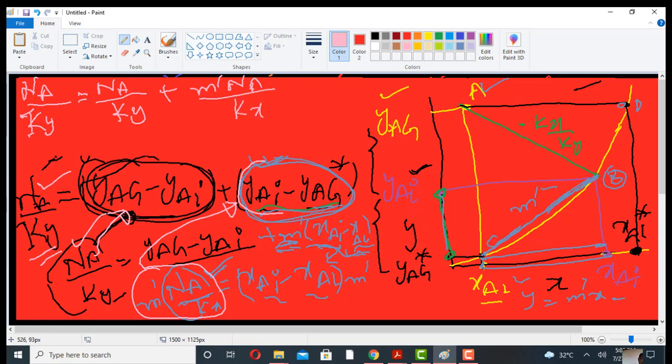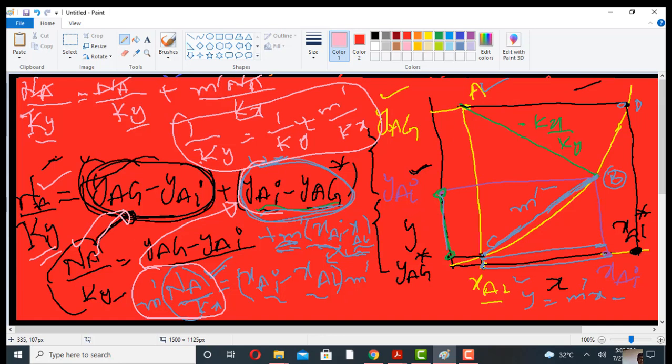So this is the small kx, small ky, capital Ky. This cancels with this, it is 1 divided by capital Ky is equal to 1 over small ky plus m dash over Kx. So this equation is the final equation which shows the relation between the overall mass transfer coefficient on the gas phase to the individual mass transfer coefficient on the liquid and gas phase.